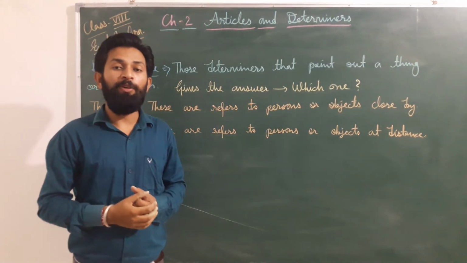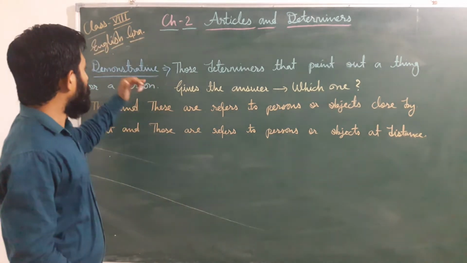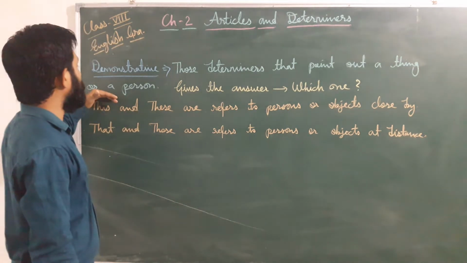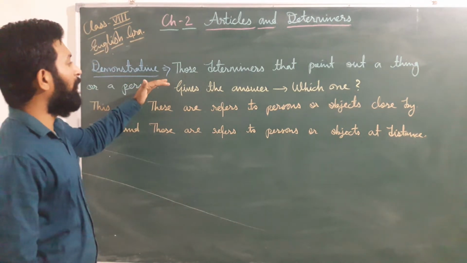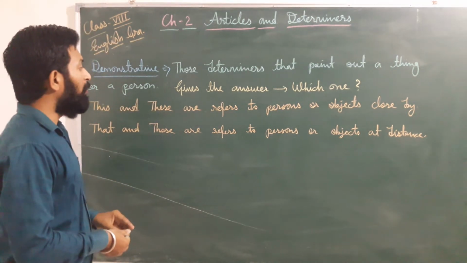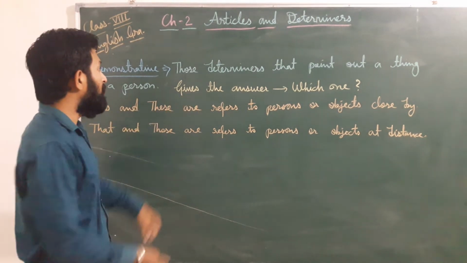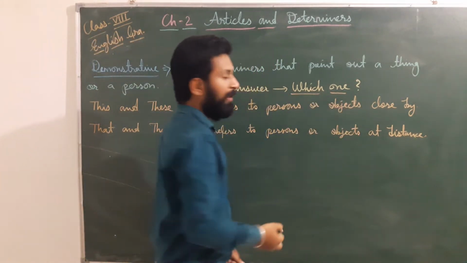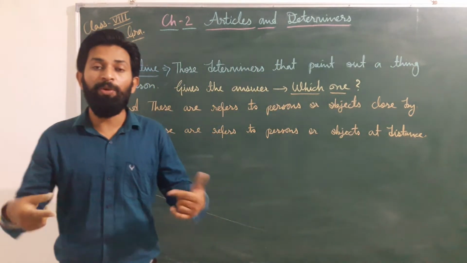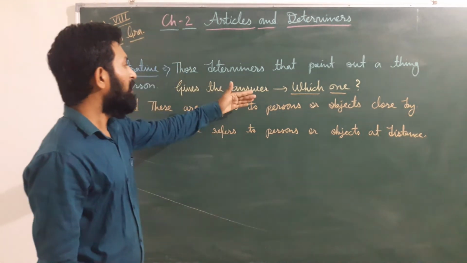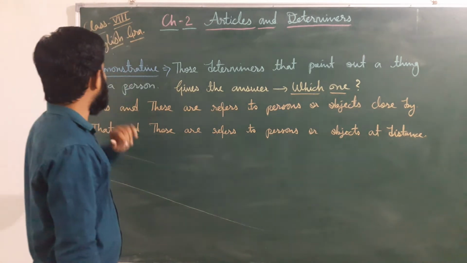Dear students, now we will talk about demonstratives. Demonstratives are those determiners that point out a thing or a person. A demonstrative is used before a noun to point out a thing or a person, and the most important thing is that a demonstrative gives the answer to "Which one?" Which one means this one, that one, these ones, those ones. If you ask the question with "which one", the answer is with a demonstrative.